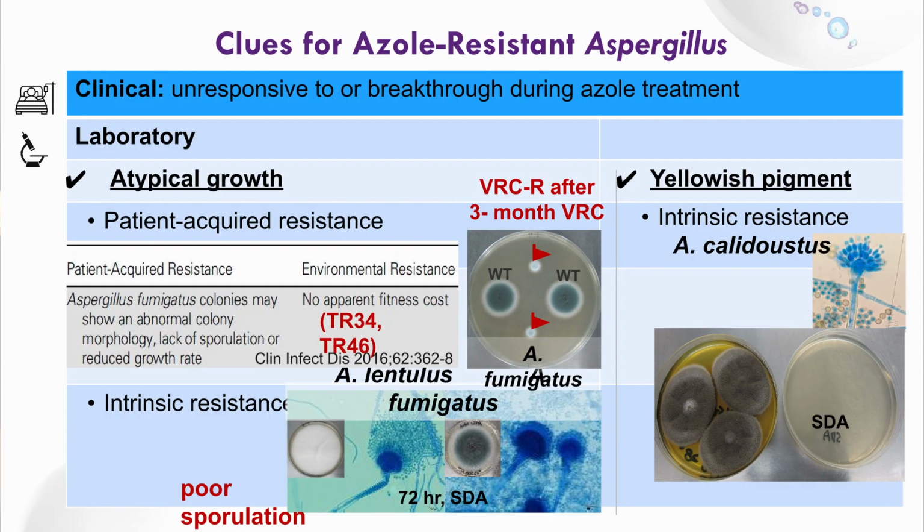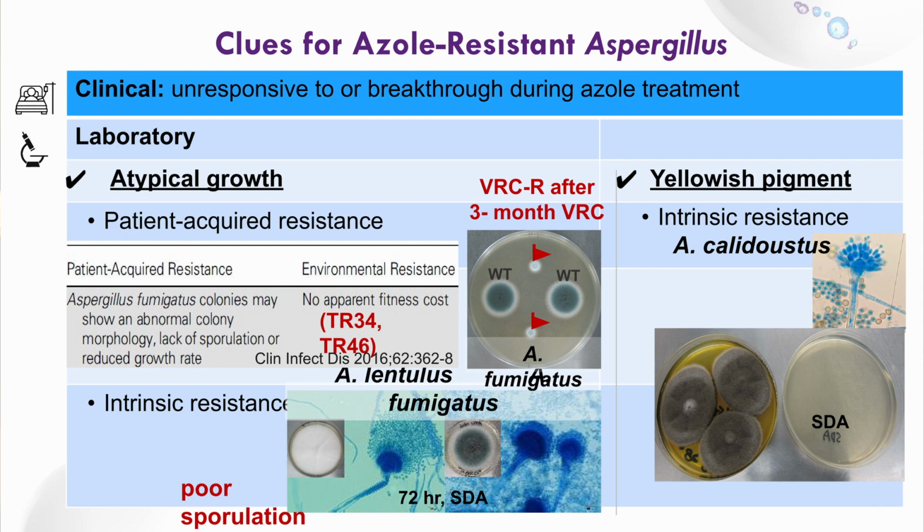Because reference MIC testing is usually not a clinical routine, it is important to catch some clinical or phenotypic clues to detect azole resistance. Clinically, azole resistance should be considered in patients not responding to azole treatment or who had breakthrough infection during azole treatment. From a laboratory perspective, the phenotypic clues for resistance include atypical growth and isolates producing yellowish pigment.